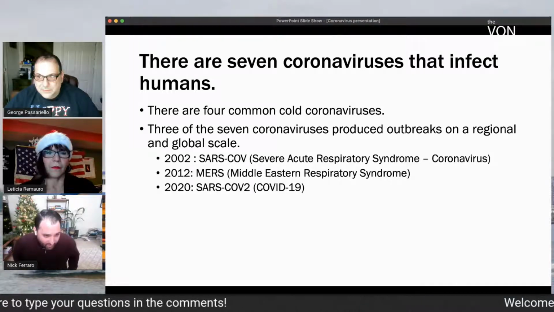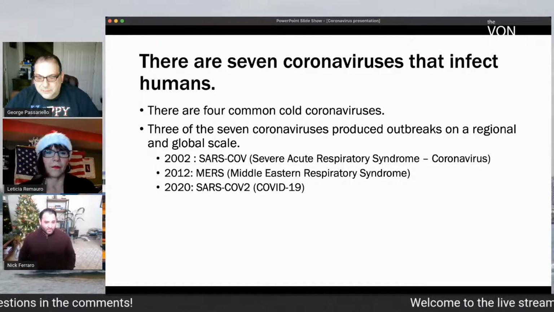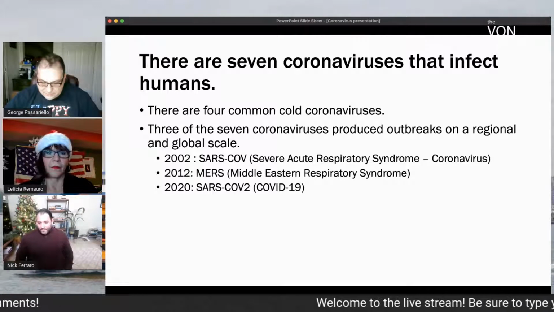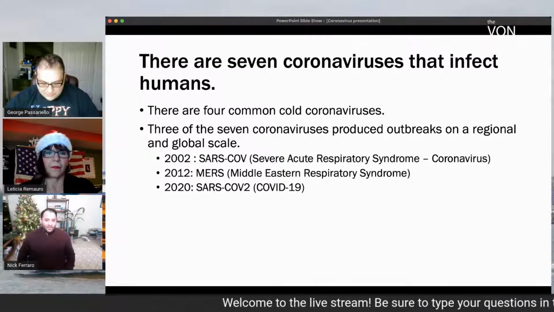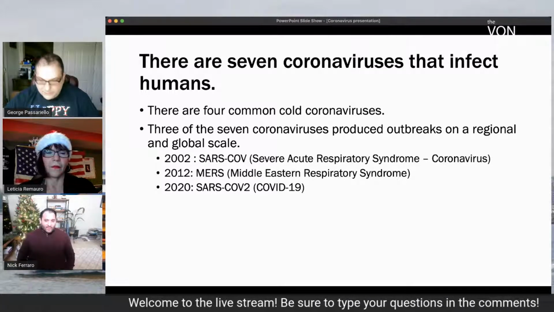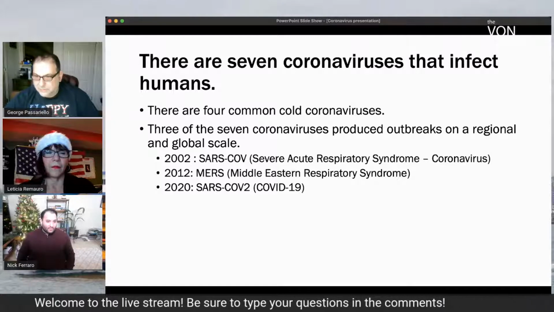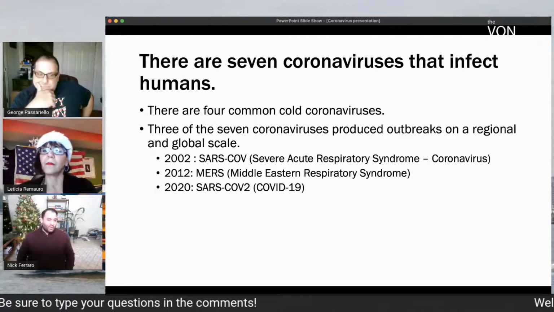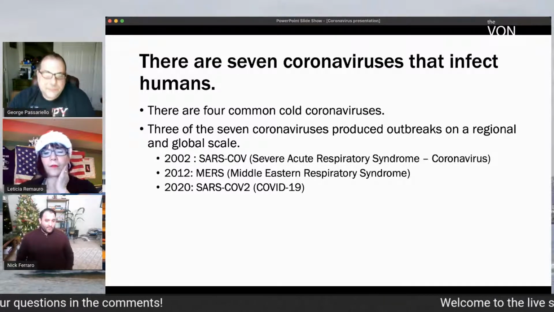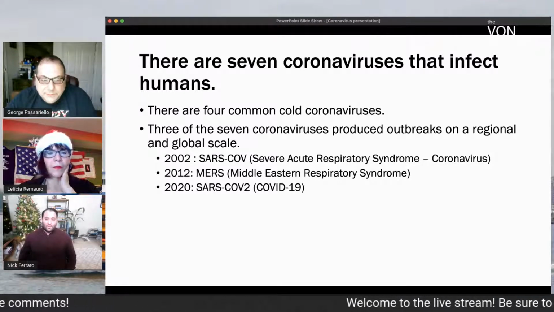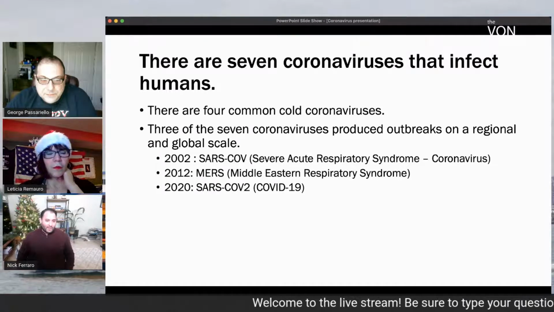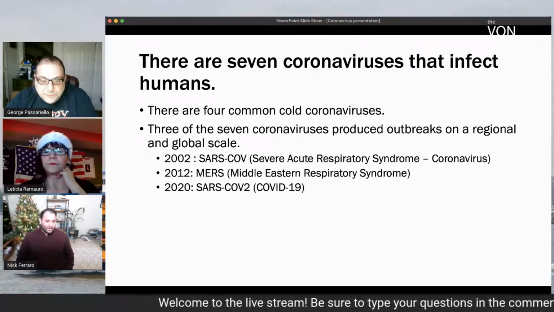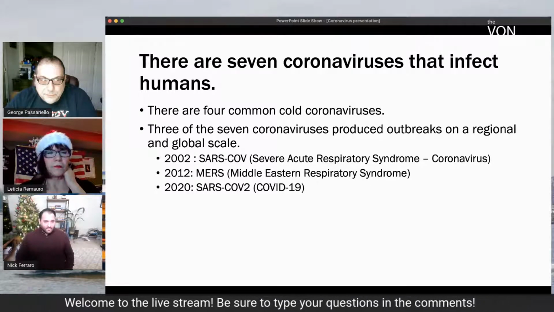Obviously now a global scale, right? So in 2002, you had SARS-CoV-1. We were lucky because the transmissibility was very low. It didn't transmit well, like SARS-CoV-2 does now. We also had in 2012 Middle Eastern respiratory syndrome, which tends to persist in the region. And now in 2020, we have COVID-19.